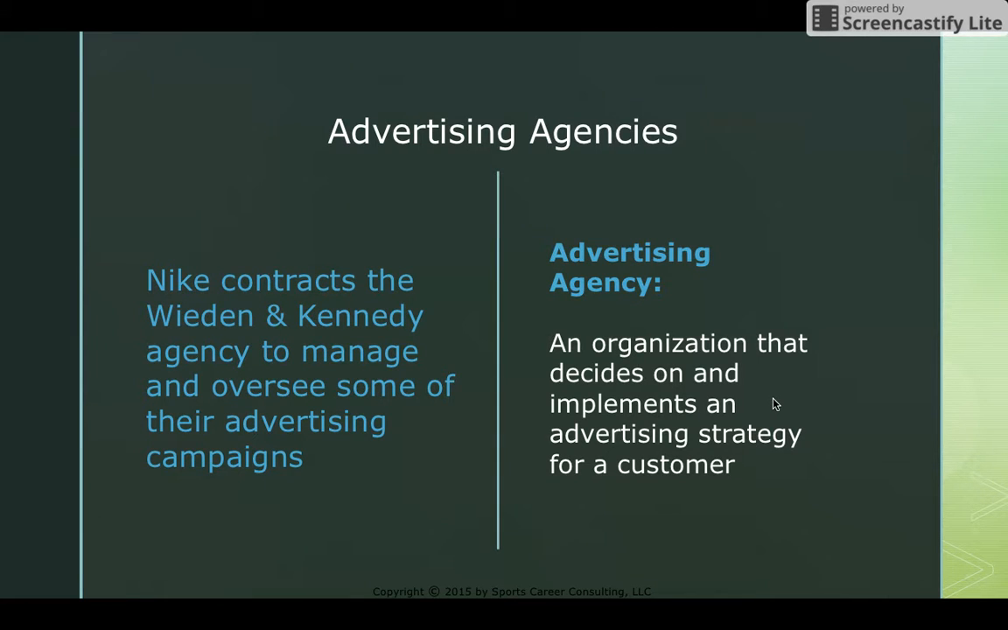All right. There are also advertising or ad agencies and public relations or PR agencies. An ad agency is an organization that decides on and implements an advertising strategy for a customer, while a PR agency is responsible for determining an effective public relations strategy for each respective client.